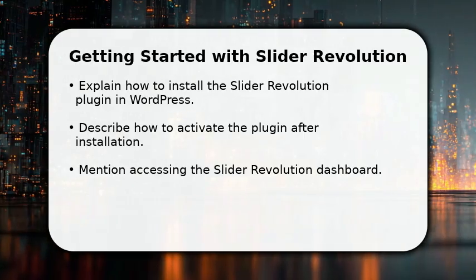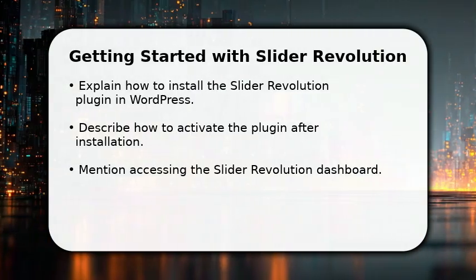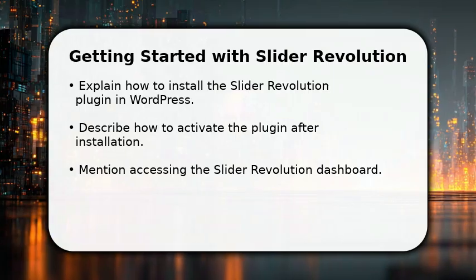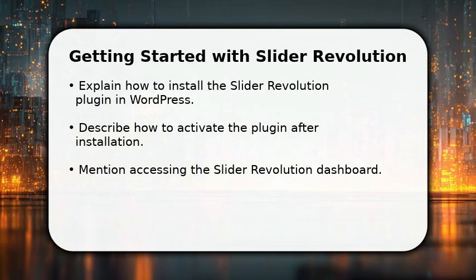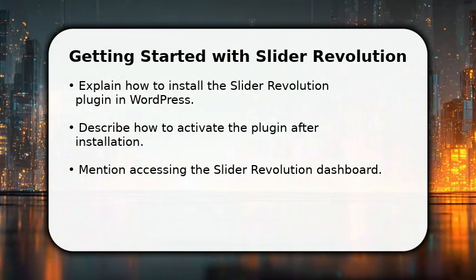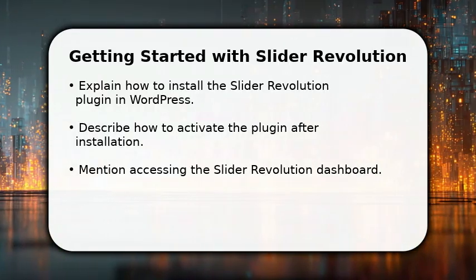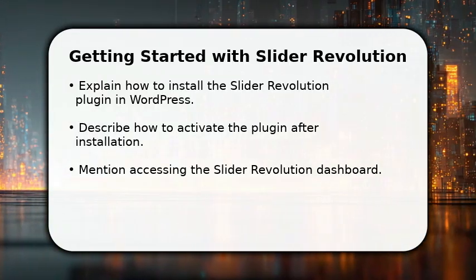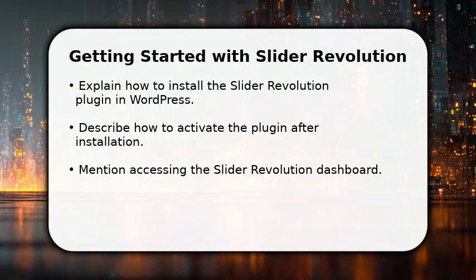In this video, I will explain how to use Slider Revolution in WordPress. First, navigate to your WordPress dashboard and locate the Plugins section. Click Add New and search for Slider Revolution. Install and activate the plugin. Once activated, you'll find a new menu item, typically labeled Slider Revolution, on your left-hand sidebar. This is your gateway to creating stunning visual content for your website.